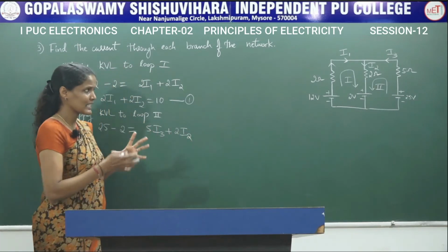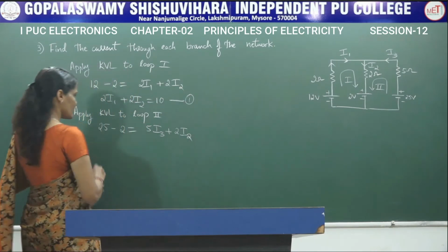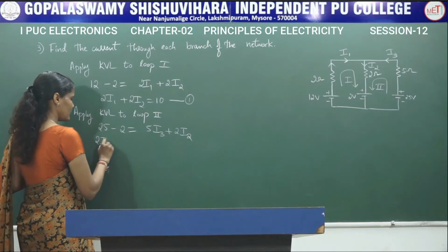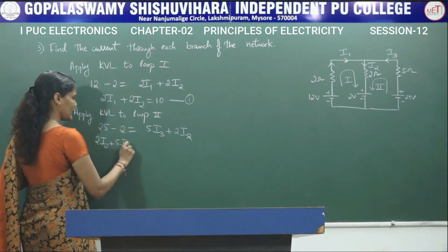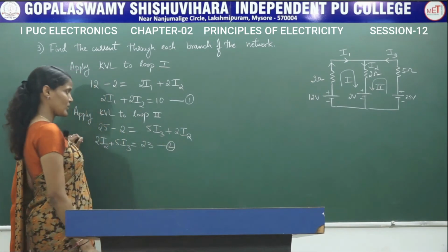The current flowing in that resistor is what we must consider. So, 2I2 plus 5I3 is equal to 23. Let me call this equation number 2.